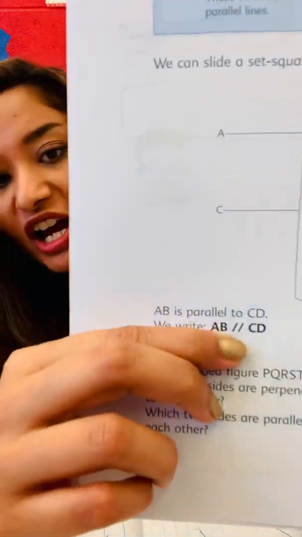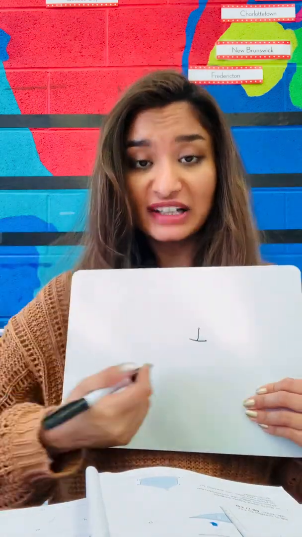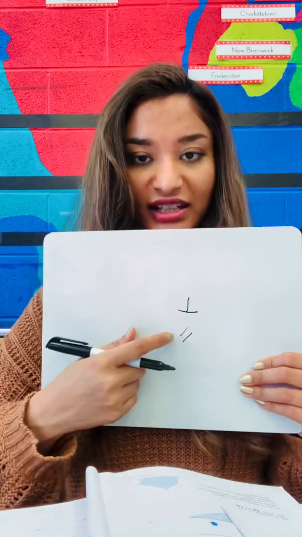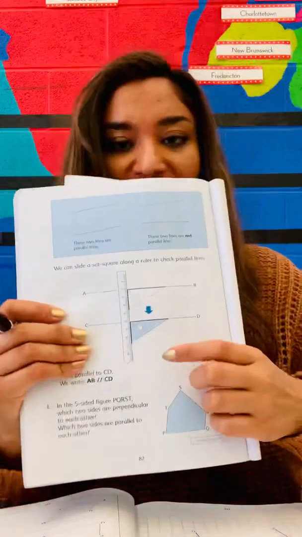So remember how we were writing our perpendicular? When we are writing AB is perpendicular to CD, we are drawing an upside down T. Do you remember that? We had an upside down T. For parallel, when we are writing AB is parallel to CD, we write these two lines. That means these are parallel lines. So that's what the symbol means. Where is it? Over here.